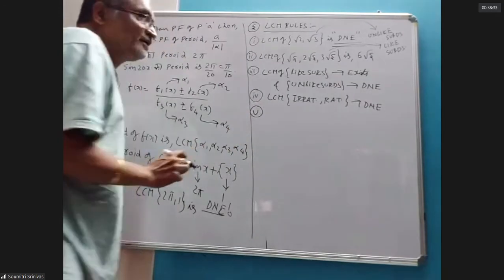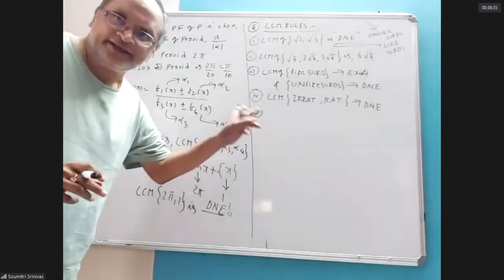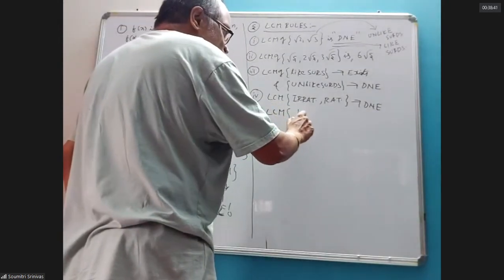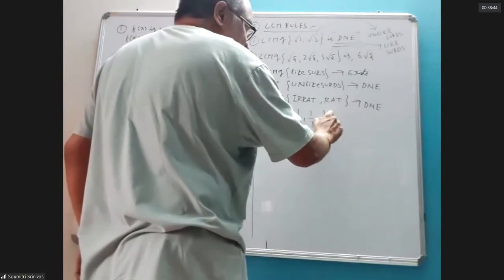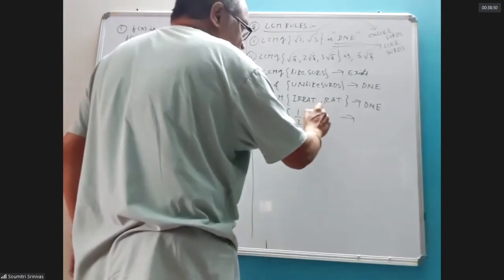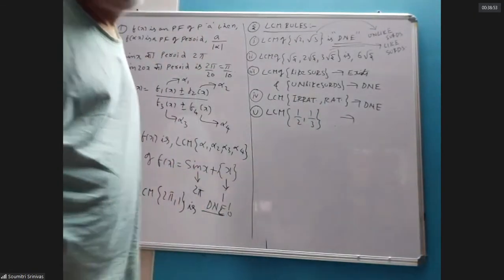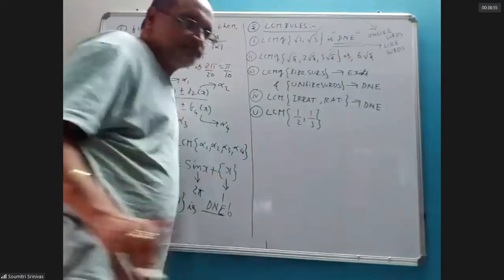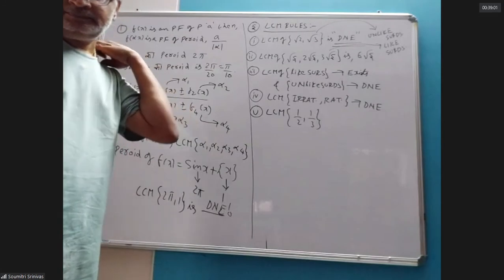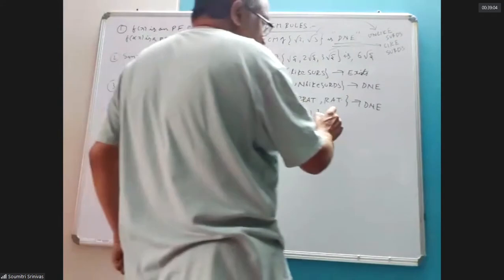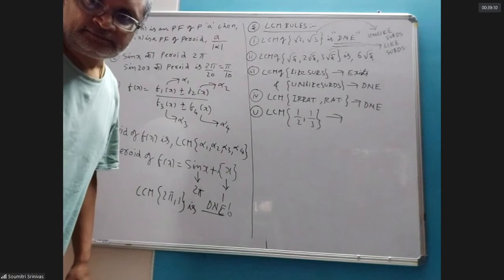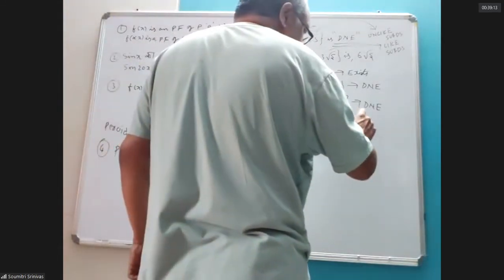I'm asking you a brilliant question, I'll answer this later. What is the LCM of 1 by 2, 1 by 3, 1 by 7? Or just 1 by 2, 1 by 3? Answer. 6, or 1 by 6? Does not exist? 6 or 1 by 6? The answer is 1.